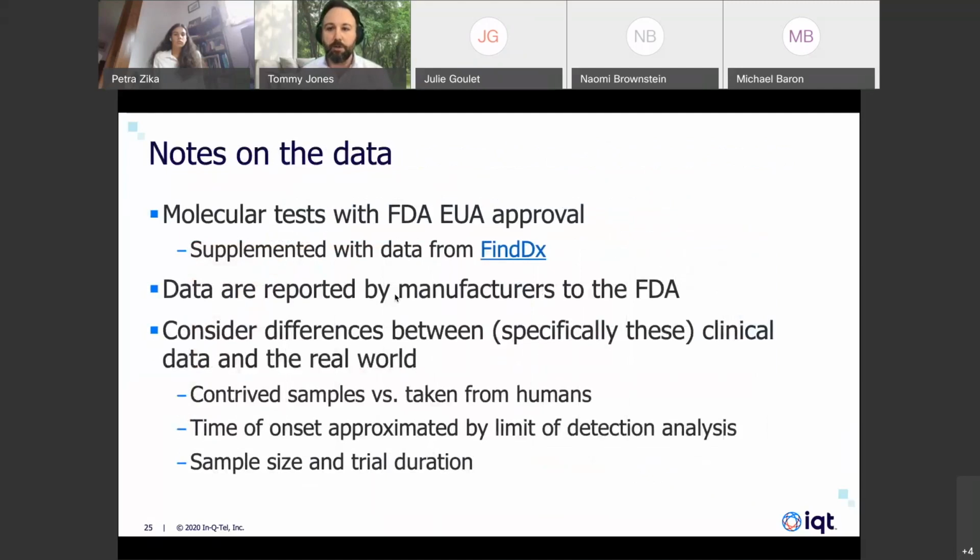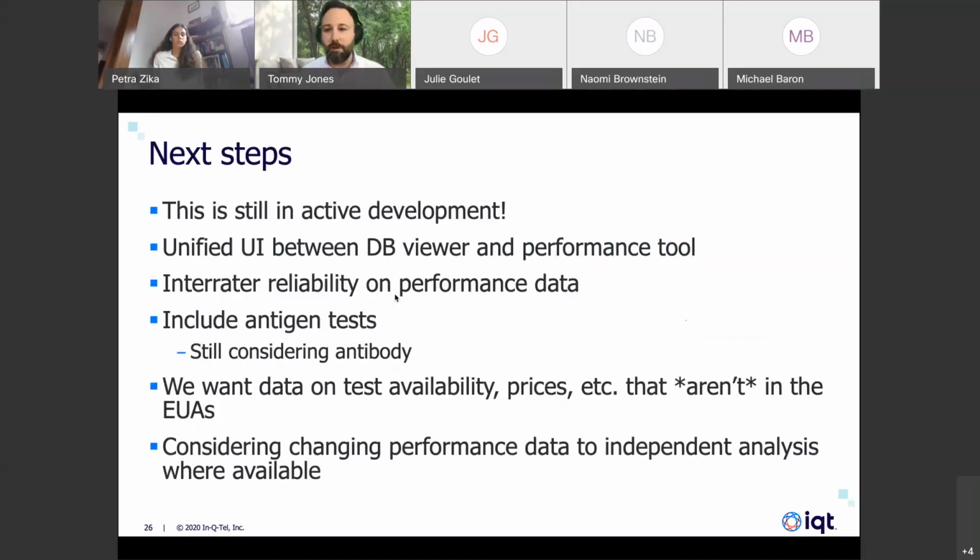We focused on molecular PCR tests, although antigen tests are shortly to follow. We're not so sure about antibody, but open to that discussion. And again, just emphasizing, the data that the manufacturers report may not relate to the real world. So this can give you an idea of how it performs, but don't have an illusion of precision. Still under active development, here's our roadmap.